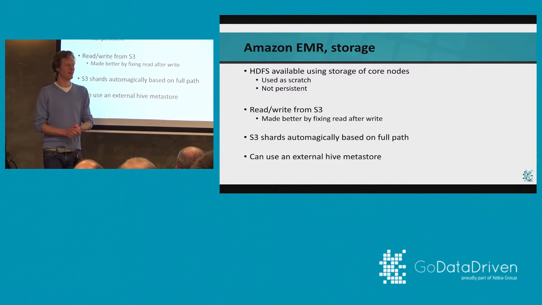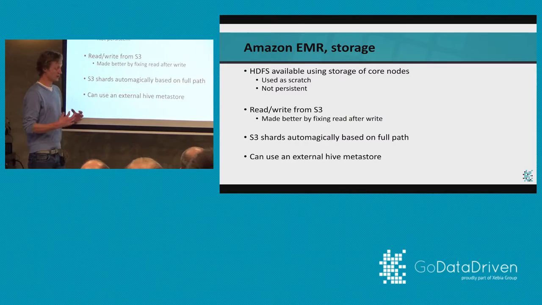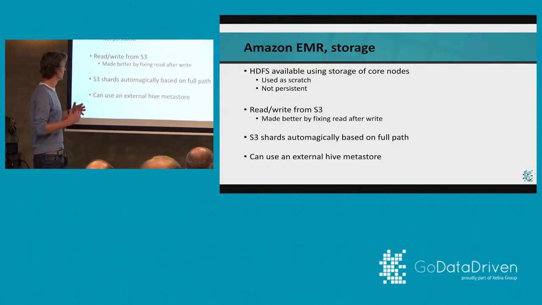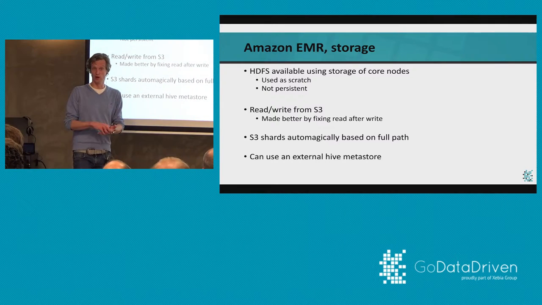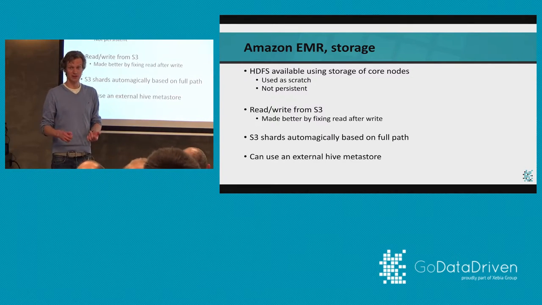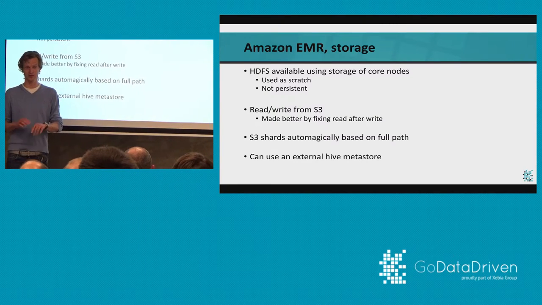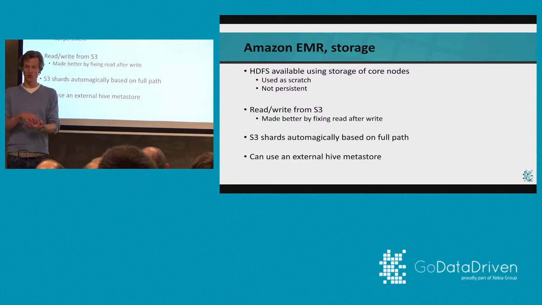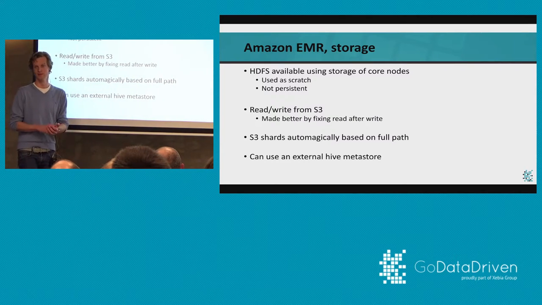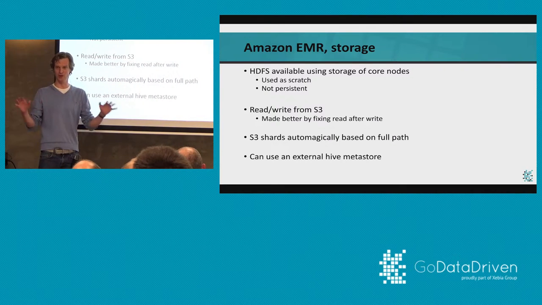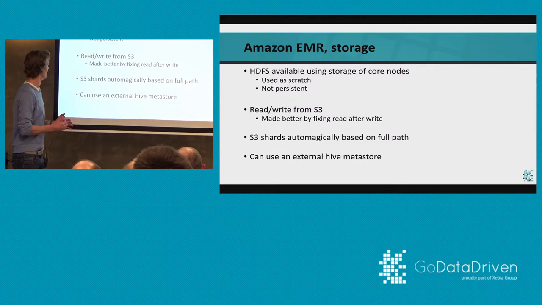Storage. Okay, so what Amazon does is you have HDFS, which is using the storage of the core nodes, but it's not persistent. If I kill my cluster, the data stored on HDFS is gone because it's on the local disk of this core node. So I have to use it in a different way, because if I store my booking.com click traffic, it's going to be gone if I kill my cluster.